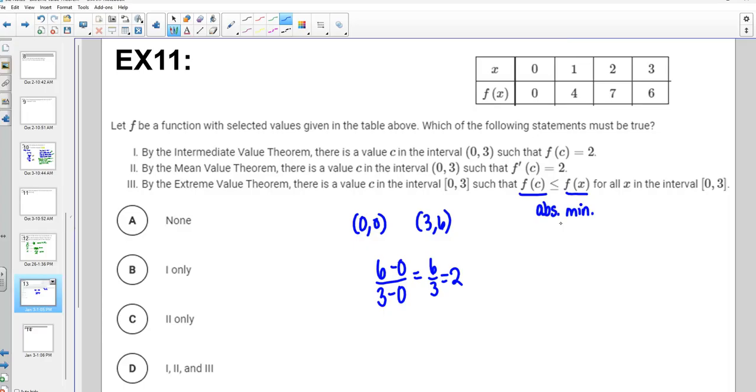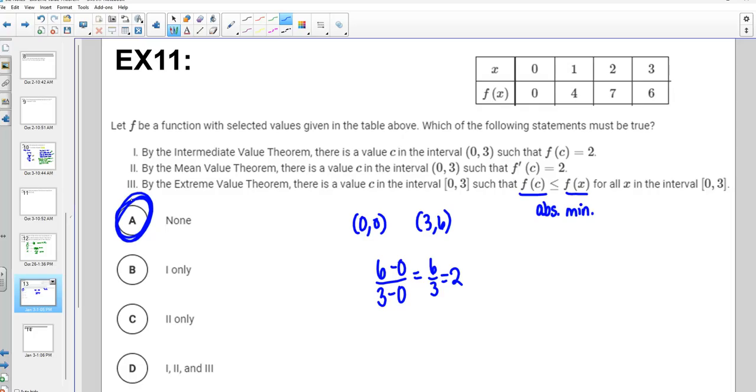Feels like 2 should be right, but it also feels like 1 should be right. An extreme value theorem just says it has to have an absolute minimum. That feels right. It doesn't state that it's continuous or differentiable anywhere. The answer to this one is none.